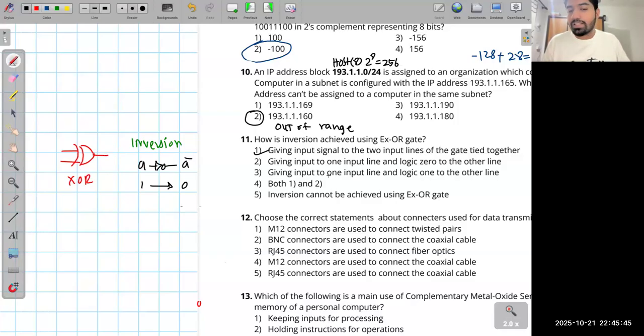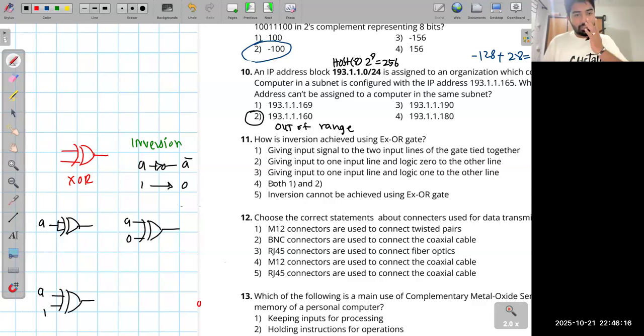Okay, what does the first one say? Yes, it is possible if you send the same input tied together. The second one says it is possible if you send A and 0, you will get the inversion. Third, they are telling you can send A and 1. Fourth, they are telling both 1 and 2. Fifth, they are telling you can't invert it. Did you understand? Inversion is getting the opposite.